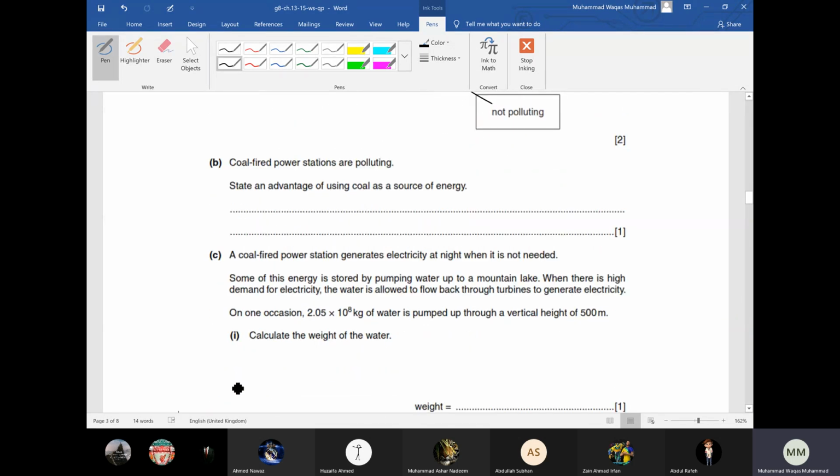Next beta, coal-fired power stations are polluting, right? State an advantage of using coal as a source of energy. So beta, you remember when we discussed, I told you there are two advantages of non-renewable energy sources. And you know what were those? They are readily available and they have high energy density, right? So what is the advantage of using coal as a source of energy?